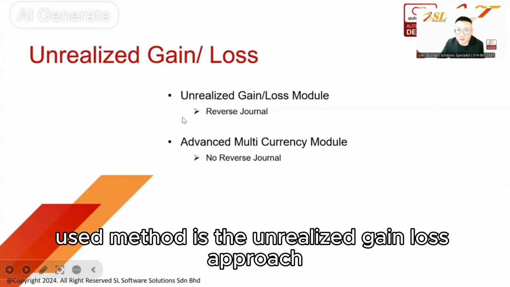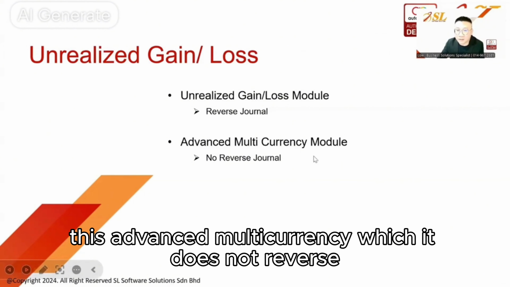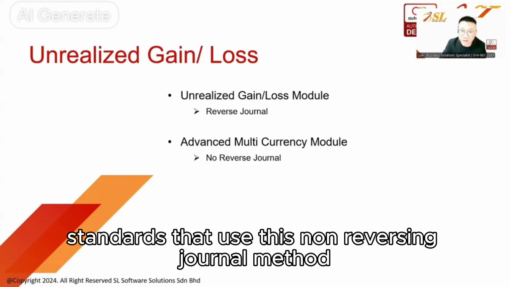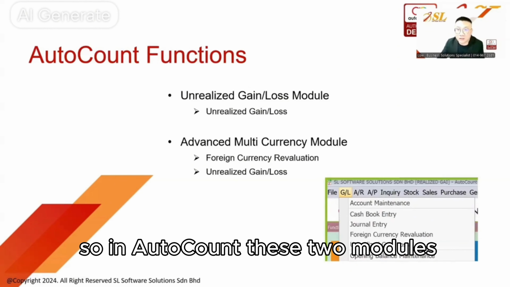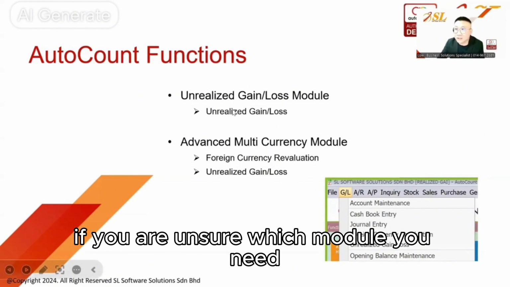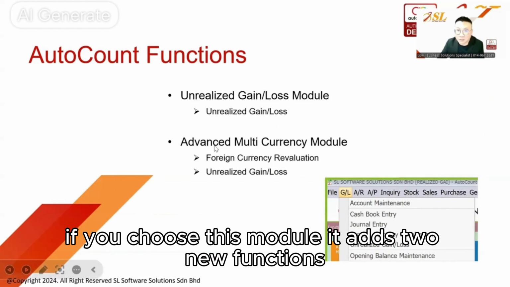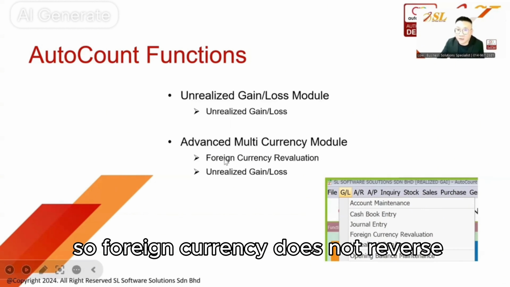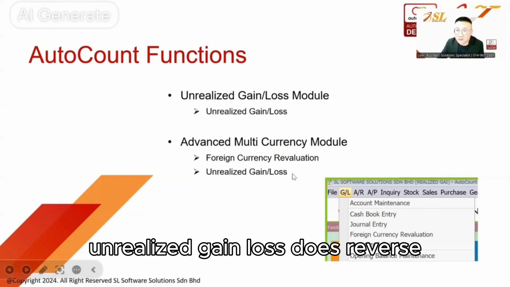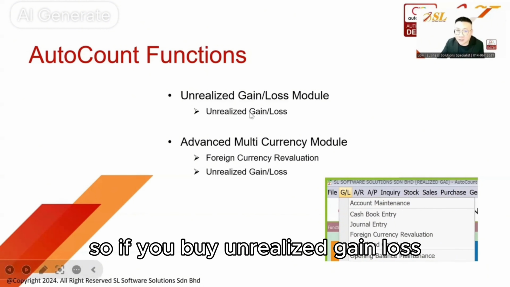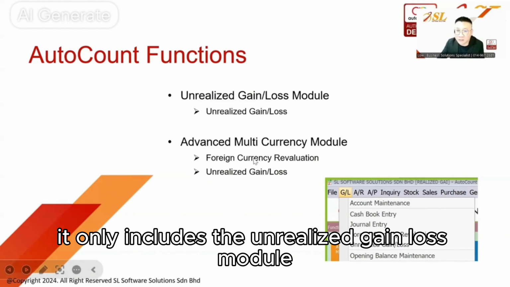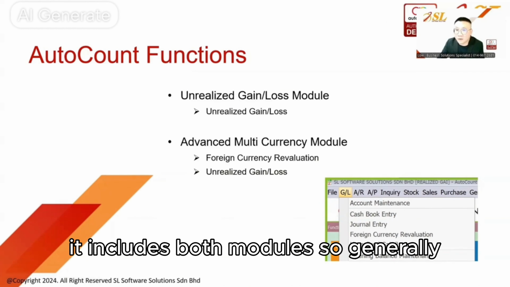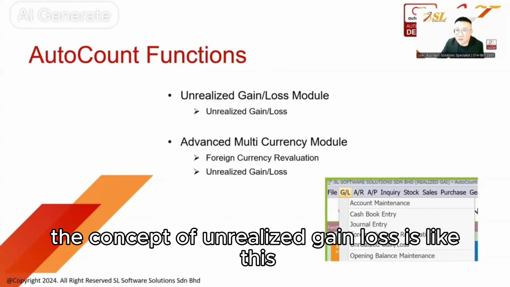The more commonly used method is the unrealized gain loss approach. This advanced multi-currency, which does not reverse, is only set for certain countries, only for those with specific financial reporting standards that use this non-reversing journal method. So in AutoCount, these two modules, if you are unsure which module you need, I suggest you directly choose the advanced multi-currency. If you choose this module, it adds two new functions: foreign currency revaluation and unrealized gain loss. So foreign currency revaluation does not reverse, unrealized gain loss does reverse. So if you buy unrealized gain loss, it only includes the unrealized gain loss module. But if you get advanced multi-currency, it includes both modules. So generally, the concept of unrealized gain loss is like this.